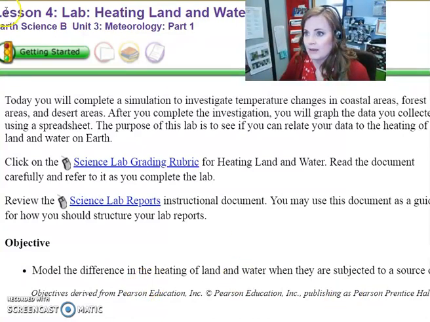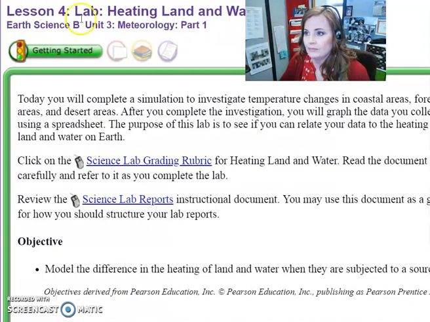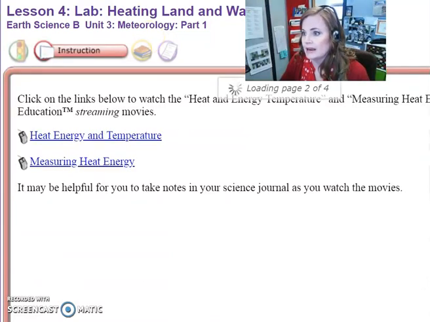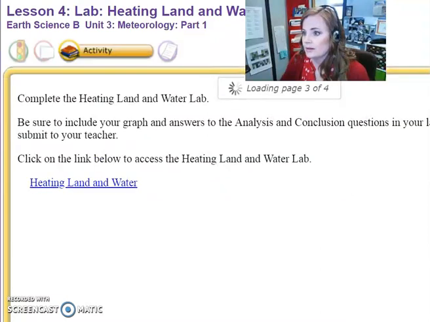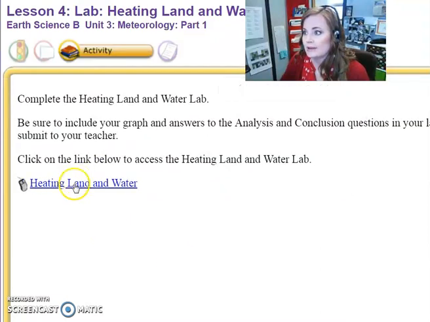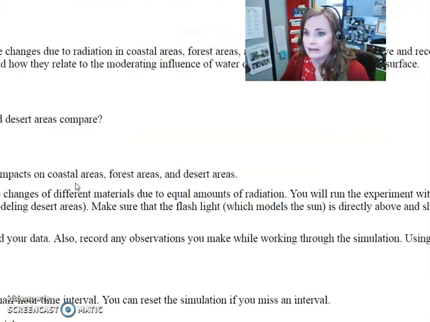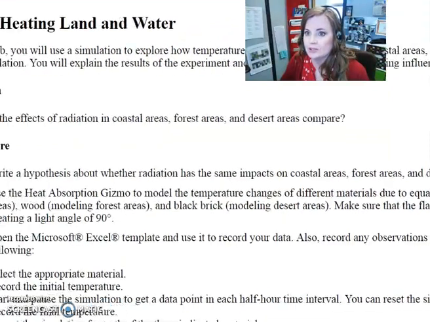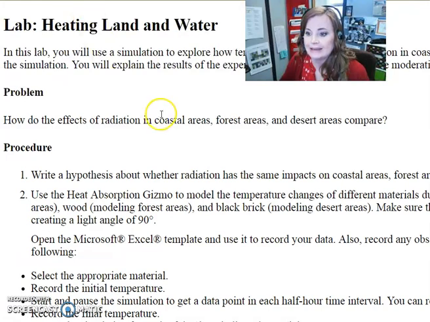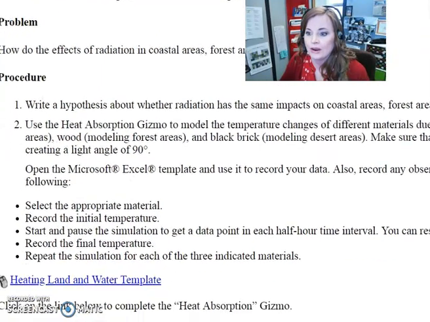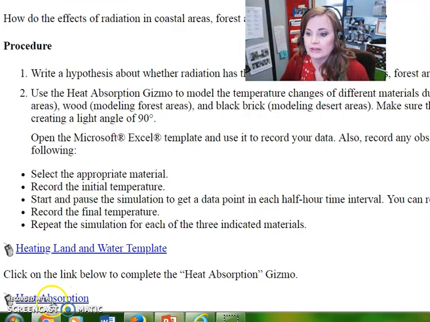So here I am in lesson 4 of your Earth Science lab, or lesson viewer, excuse me, slide 1, and I'm moving forward here to slide 3, where you can click on the link to this page. It says Lab Heating, Land, and Water. And here you'll see that there is a gizmo at the bottom that you can click on to use for this particular portfolio.